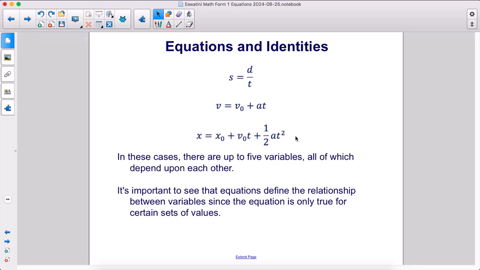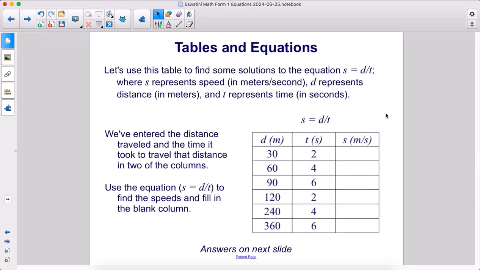Let's use this table to find some solutions to the equation speed equals distance over time, where s represents speed in meters per second, d represents distance in meters, and t represents time in seconds. We've entered the distance traveled and the time it took to travel that distance in 2 of the columns. Use the equation s equals d over t to find the speeds and fill in the blank column. So what's 30 divided by 2? d over t, 30 over 2, is 15.